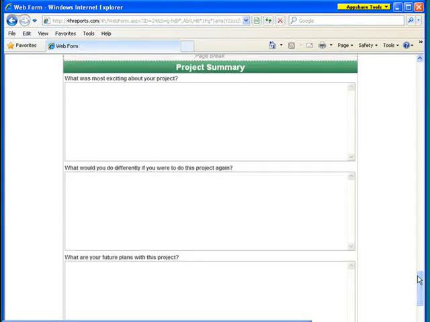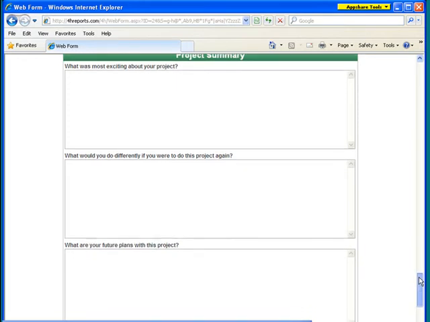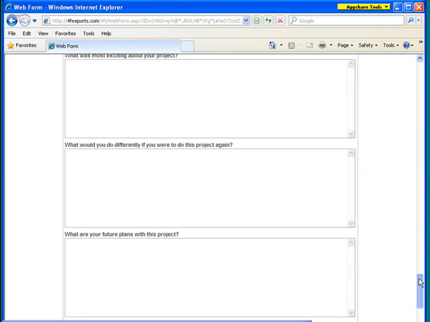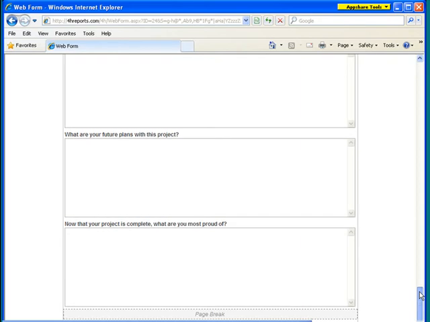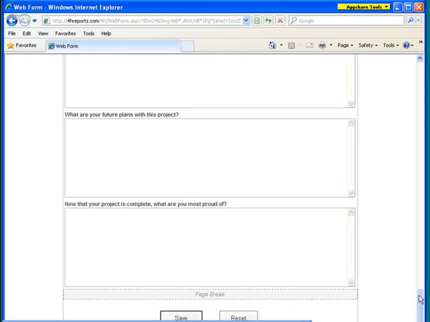Project summary. This is just a way to summarize our information, get them to the point, start helping them think about how to write summaries, and getting them to the point to where they truly know how to reflect back on what they've accomplished or what they've done throughout the year.